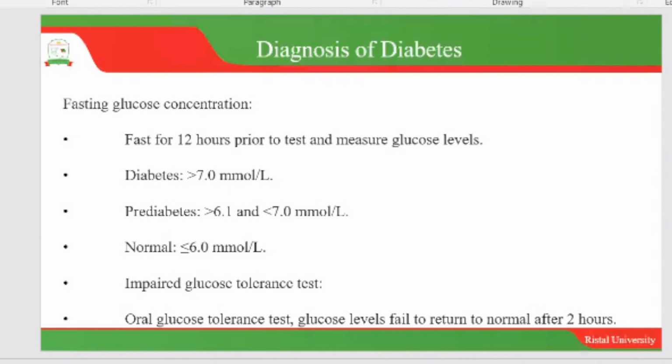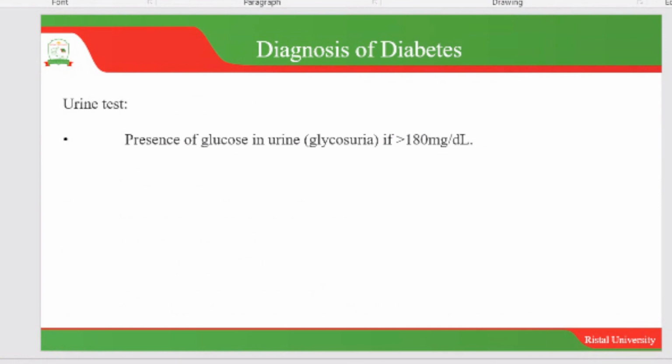Impaired glucose tolerance test. Here, in the oral glucose tolerance test, glucose levels fail to return to normal 2 hours after the person has been given oral glucose. Then the urine test, presence of glucose in the urine, which we refer to as glycosuria. If it is more than 180 milligrams per deciliter, it is considered to be diabetic.